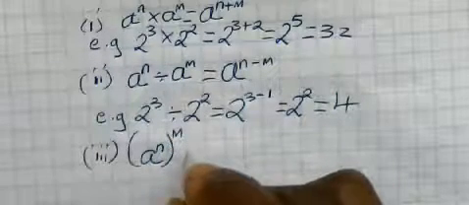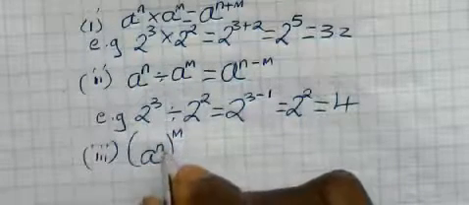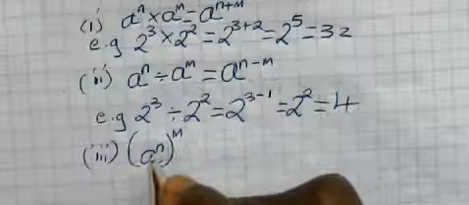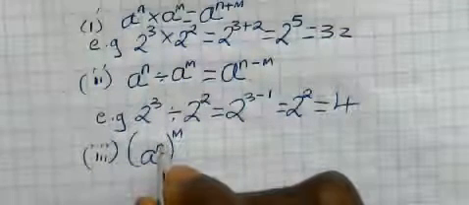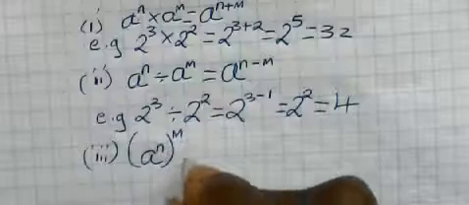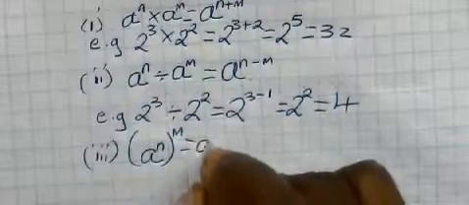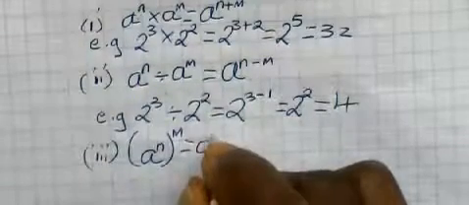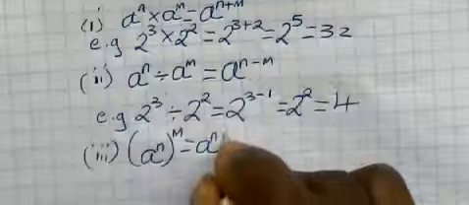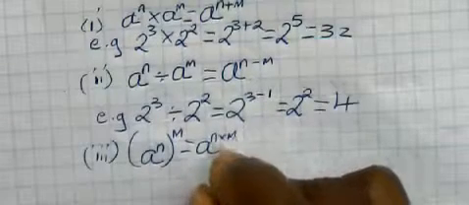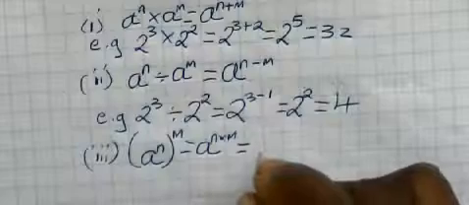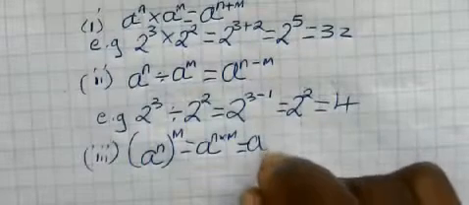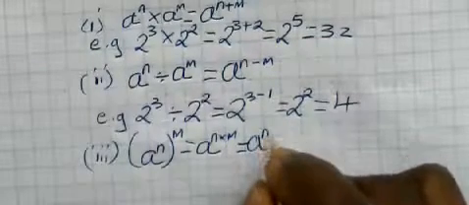You just multiply the powers. a raised to power n, then raised to power m, you just take this and raise to power n times m. So you take a, then raised to power n multiplied by m, like that. So you get a to power n multiplied by m.